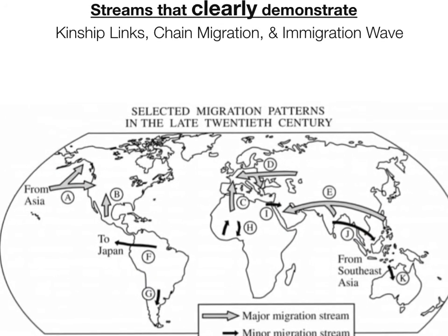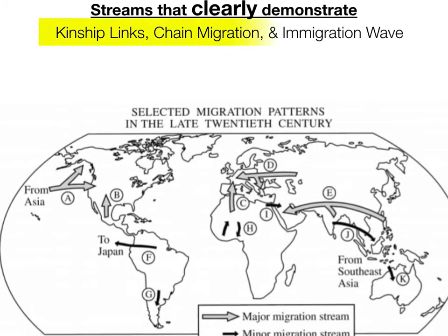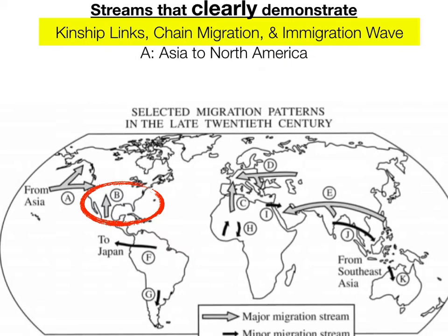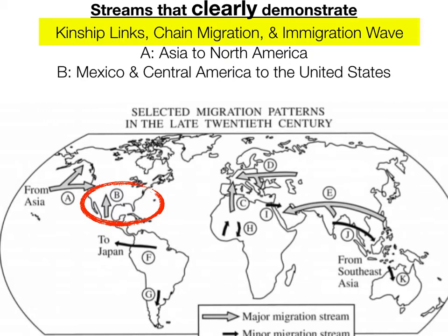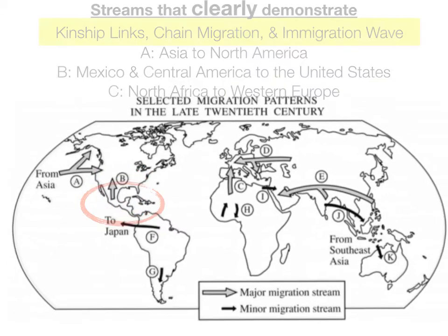Moving on to the next terms: kinship links, chain migration, and immigration wave. I'm going to discuss all three of these terms in one example. Again, I'm going to be dealing with stream B as I did in the previous one, but a reminder, when you're taking this FRQ, you would have to use a separate stream. You've already used stream B in the example, so you would have to use a different stream. Some other possibilities to use for this one would be Asia to North America, which clearly demonstrates this concept, Mexico and Central America to the United States, that's the one I'm going to use, as well as North Africa to Western Europe. All three of these really demonstrate kinship links, chain migration, and immigration wave.